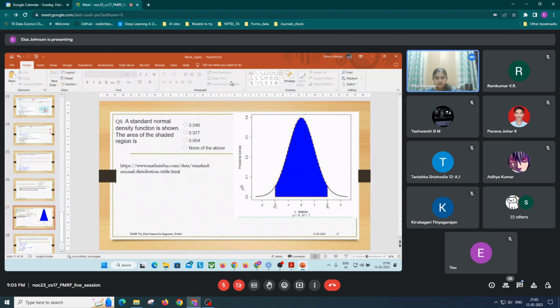Then what will be the answer? 0.4772 into 2, so it'll be 0.9544. So that will be the answer in this question. If you want to find it out easily, you can just check this link.